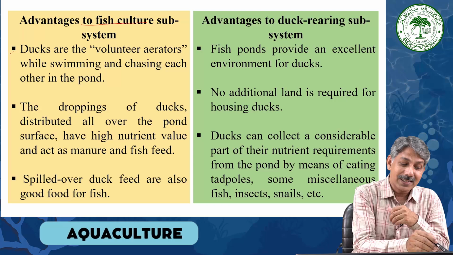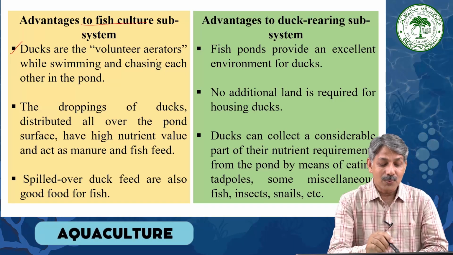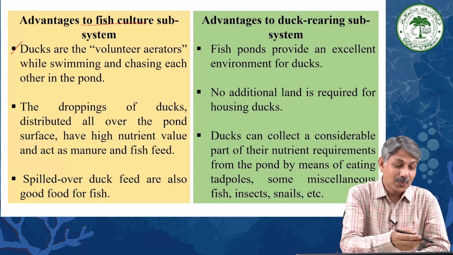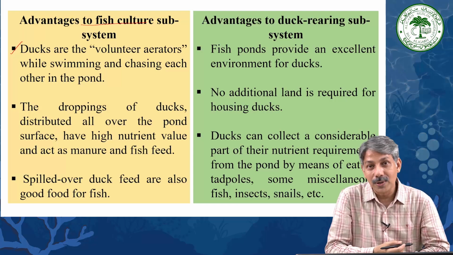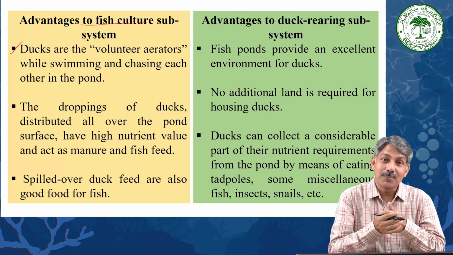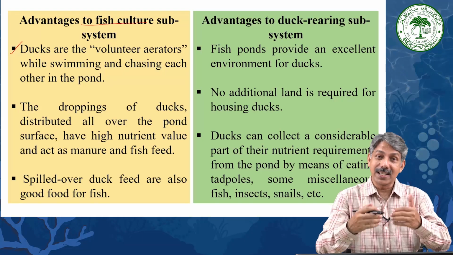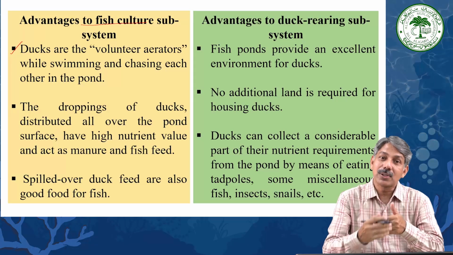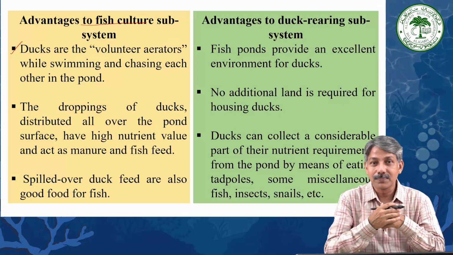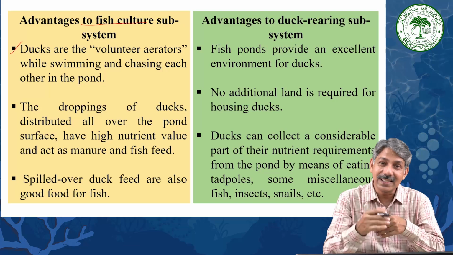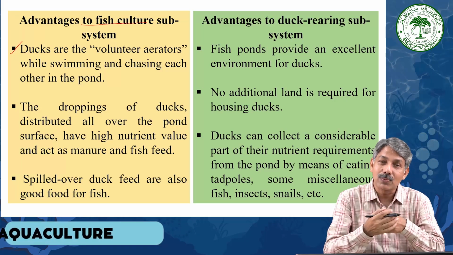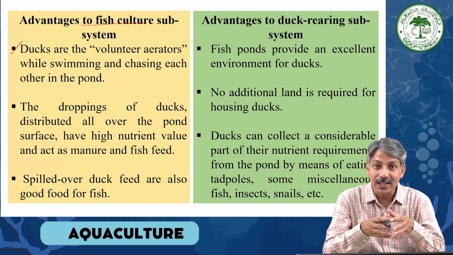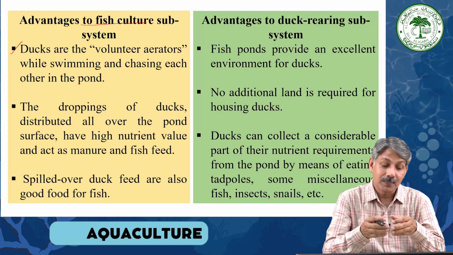Here a very interesting point is written: ducks are the volunteer aerators. What happens is that when they swim and chase each other in the pond, that means they are agitating water. And when water is agitated, atmospheric oxygen gets dissolved into the water. And fishes need oxygen in dissolved form. That is why dissolved oxygen content is one of the very important parameters in water quality analysis for fish culture.